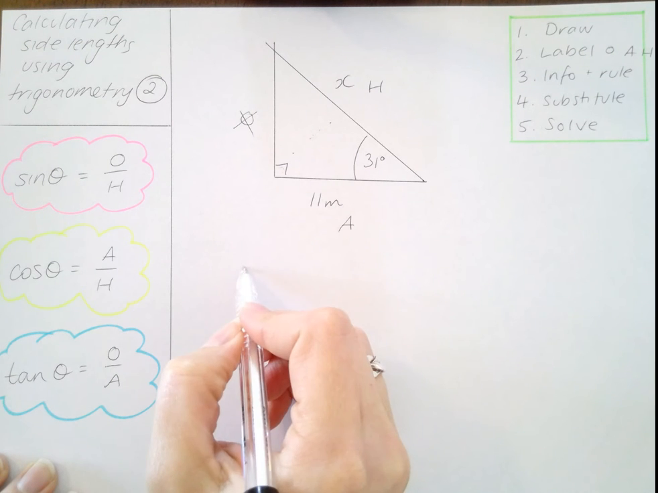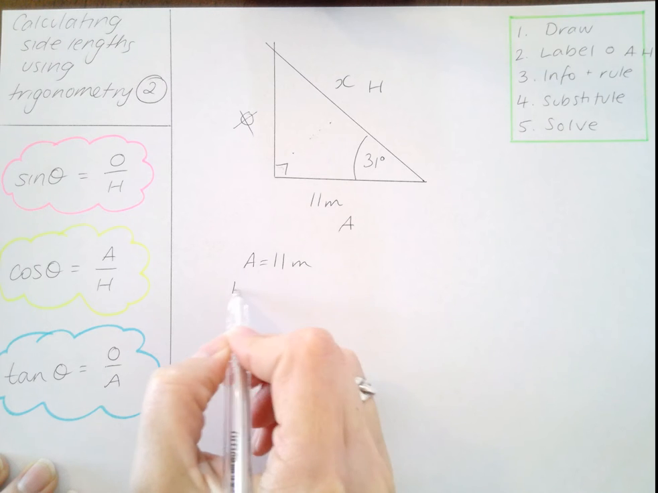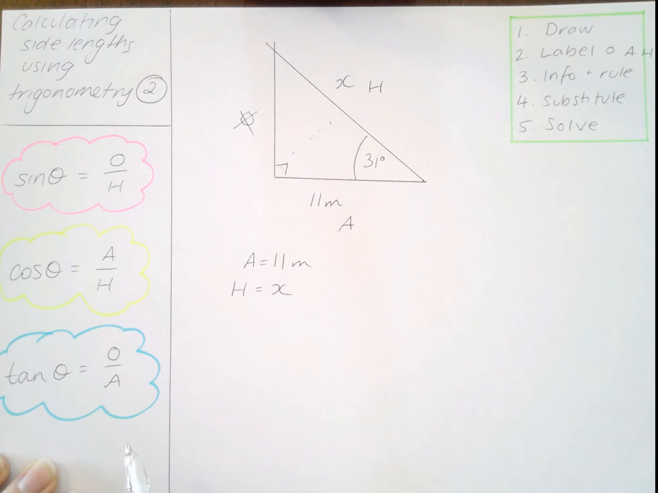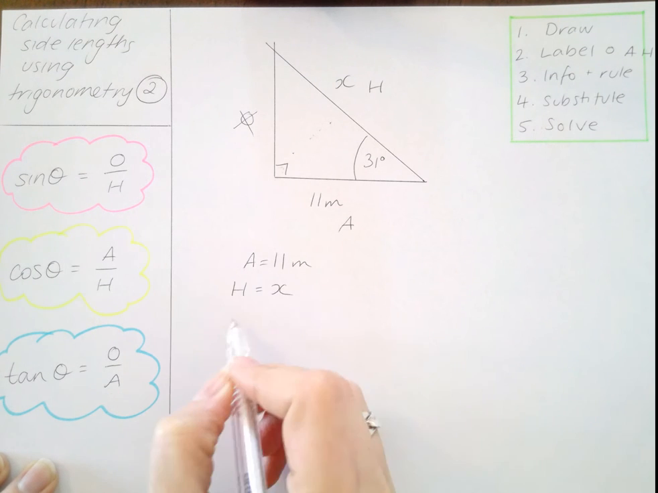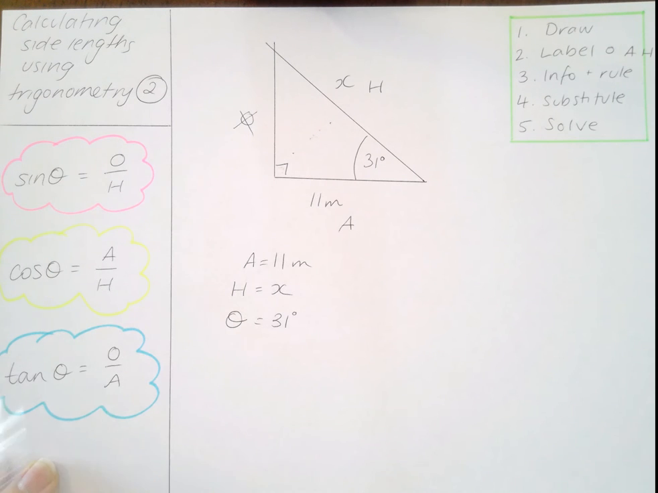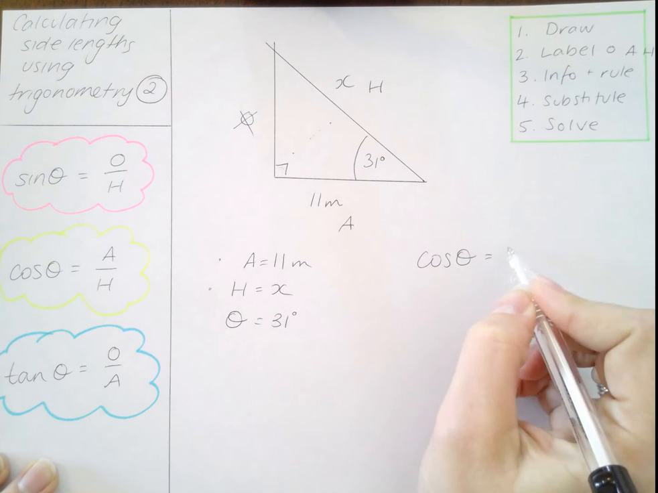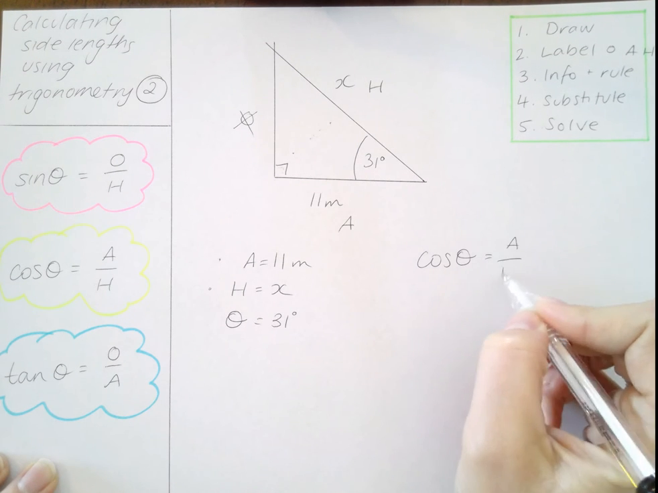So we know we've got A, or our adjacent side, is equal to 11 meters. We know that our H is equal to X, because it's unknown at the moment, and our theta, or our angle value, is 31 degrees. We now need to find a rule that works for A and H, and we can see that that rule there is cos, so we are going to write that rule out straight away. Cos of theta equals A on H.